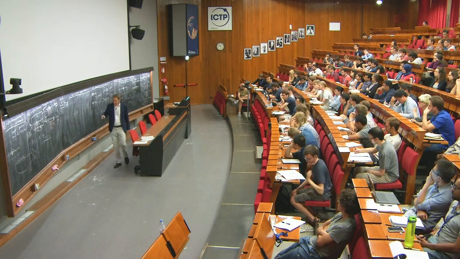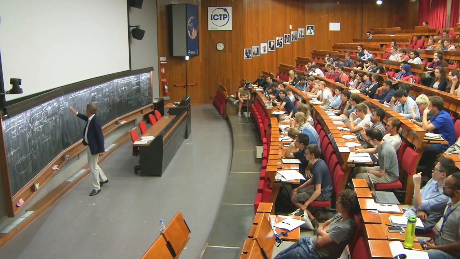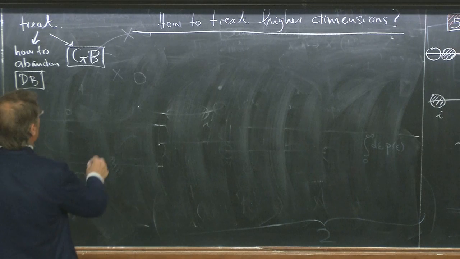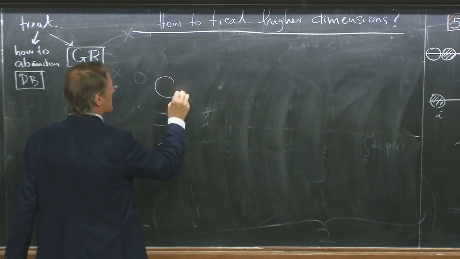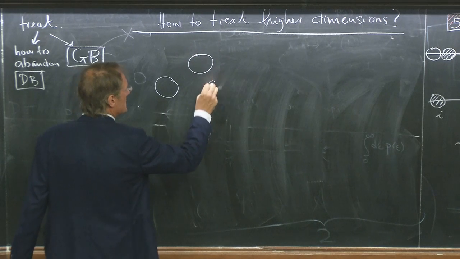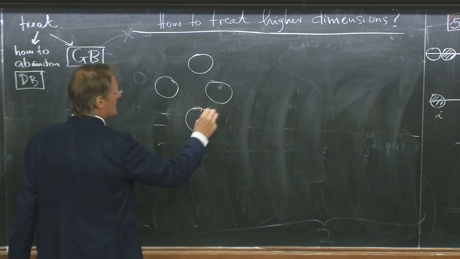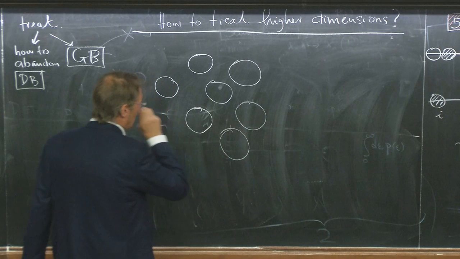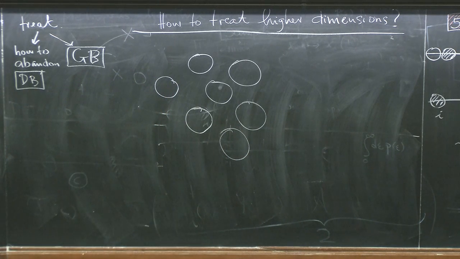So now, I come back to how to treat higher dimensions. The idea is that now we have hard spheres, but they may be in two dimensions, they may be in three dimensions, and they may even have more complicated interactions. So now, I do the same lifted forward Metropolis algorithm.